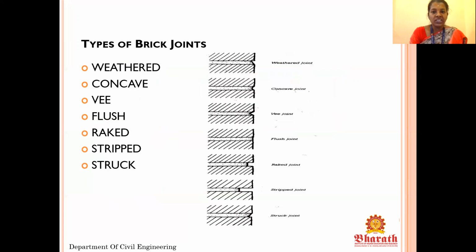These are types of brick joints. The first one is the weathered joint and the next one is the concave joint. Third is the V joint. Fourth is flush. Next is raked, next is stripped and the last is struck. You can see in the image how these joints appear on bricks. Weathered, concave, V, flush, raked, stripped and struck. So these are the brick joints.